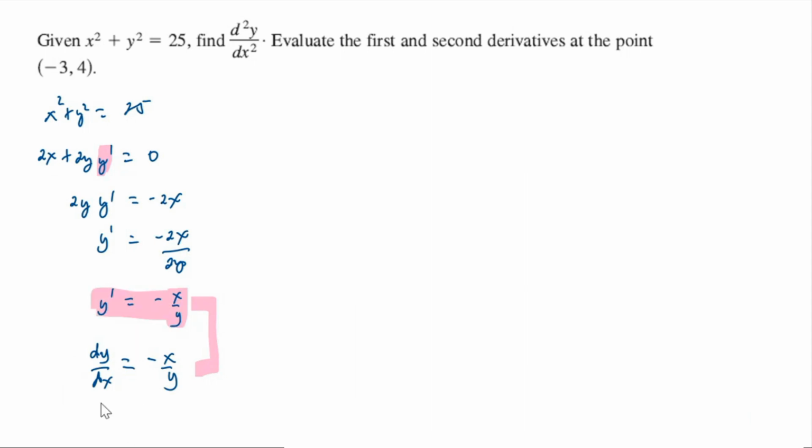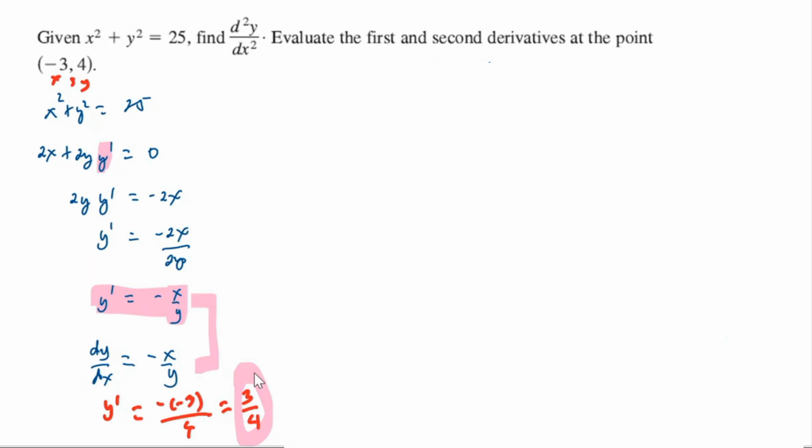Since for the first derivative we have y prime equal to negative x over y, we know that x is negative 3 according to the given, and y is equivalent to 4. By substitution, y prime equals negative x over y, so the negative of negative 3 over 4. The value of the first derivative gives us the answer of 3/4. So 3/4 is the answer for the first derivative.